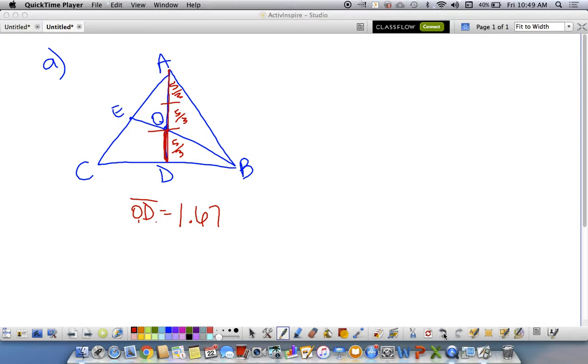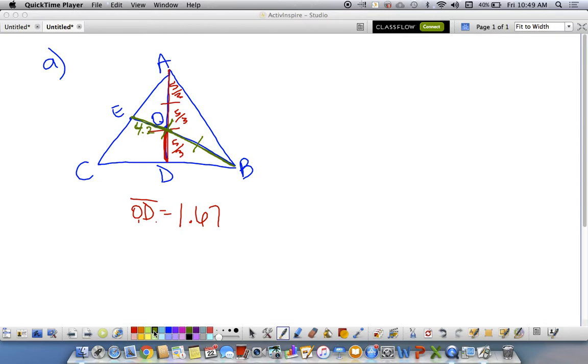Now the other one, they say E to O is 4.2. So what part of E to O? Because now this is the median. So E to O, I'm dividing into thirds. That's the 1/3. The other is the 2/3. So it tells you E to O is 4.2. Well, do I need to divide 4.2 into thirds? No, it gave me the 1/3.